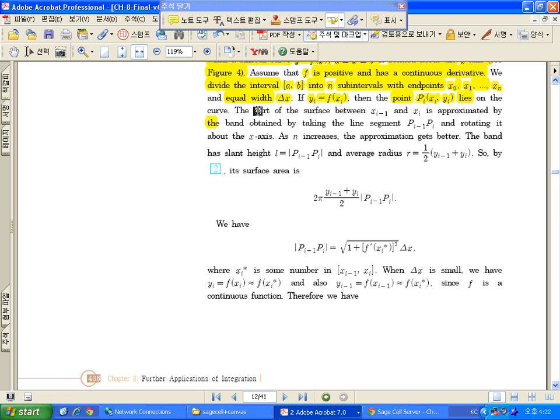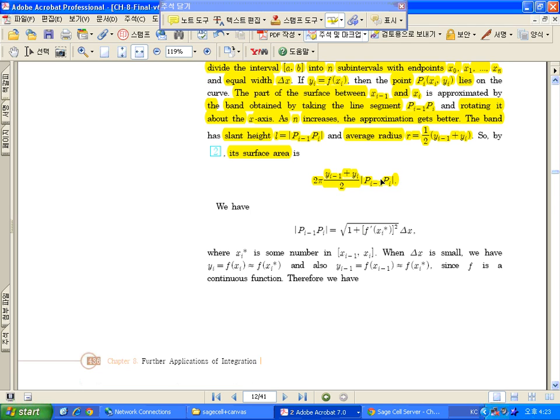Then the part of the surface between x_{i-1} and x_i is approximated by the band obtained by taking the line segment from P_{i-1} to P_i and rotating it about the x-axis. As n increases, the approximation gets better. So the band has slant height L and average radius R, like this. So by the equation, the surface area can be obtained in this way: 2πRL, 2πRL, 2πRL.